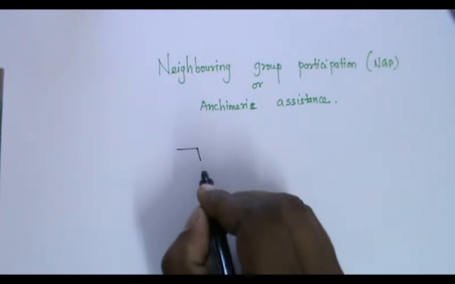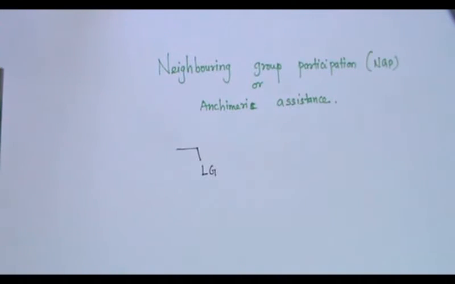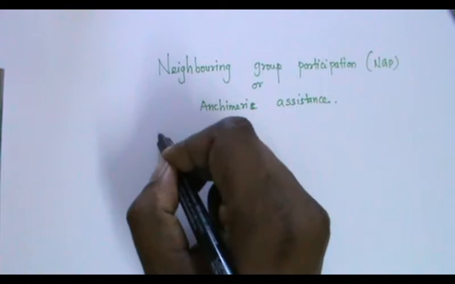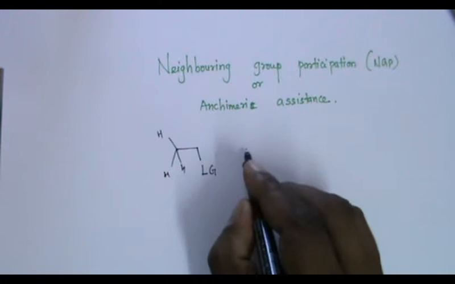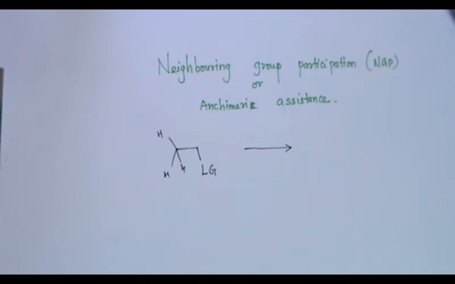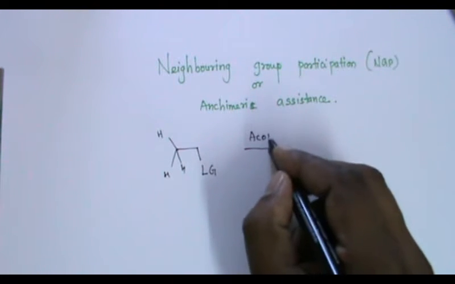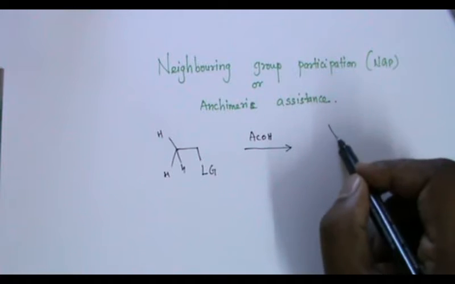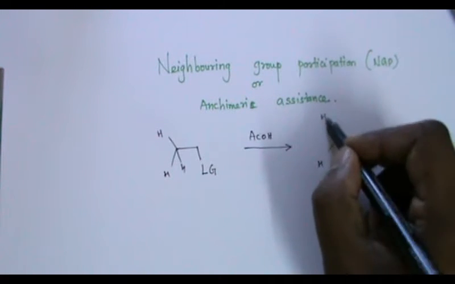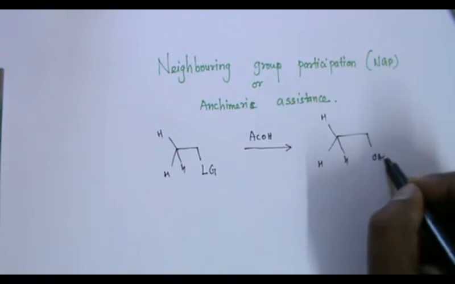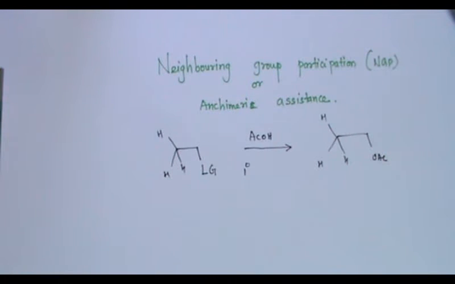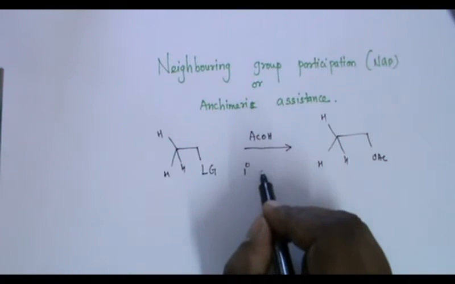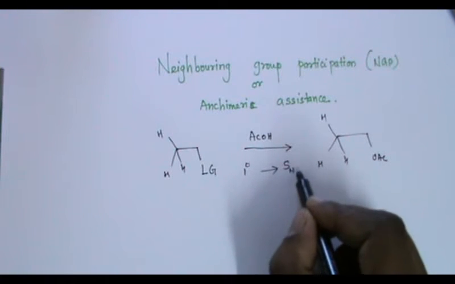Consider aliphatic nucleophilic substitution. Take this compound. There is a leaving group. It may be, say, tosylate. If I add acetic acid, what I get is OAc. Since it is a primary alkyl bromide, it prefers to undergo SN2 mechanism.